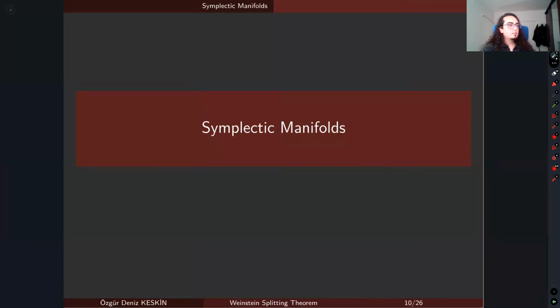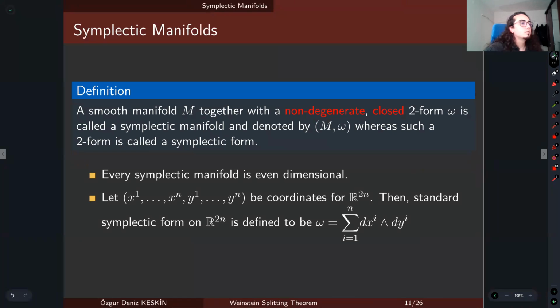So we are ready to define symplectic manifolds. A smooth manifold M on which we can define a non-degenerate closed 2-form is called a symplectic manifold, and such a 2-form is called a symplectic form. By that definition, immediately we end up with this property: every symplectic manifold is even dimensional.